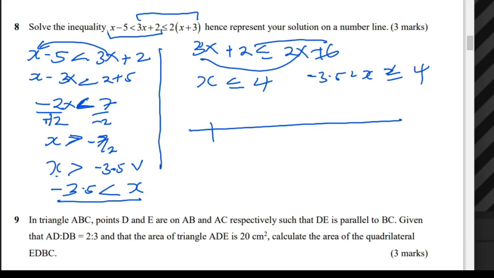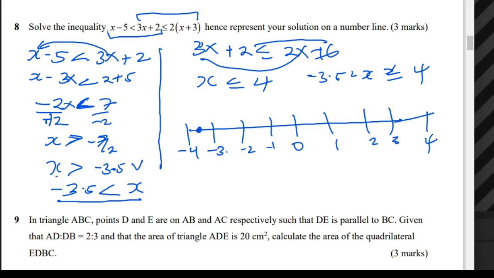So we draw the number line. If this is negative 3, this is negative 4, negative 2, negative 1, 0, 1, 2, 3, 4. Now we start at negative 3.5 here, and 4 is here. This one is not included, so we will draw like this.